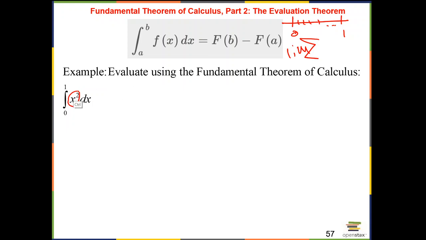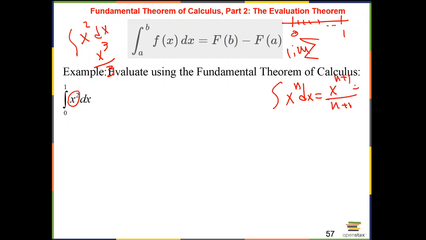But from the end of chapter 4, we know the antiderivative of x squared is what? What's the antiderivative of x squared dx? It's x to the third over 3, right? Remember, the formula for the antiderivative of x to the n dx was x to the n plus 1 over n plus 1 plus c. But we don't care about plus c in this section because that c gets cancelled when we set this up. So we have to find capital F of x, which we did, is x to the third over 3. Then we have to evaluate it at b and at a.